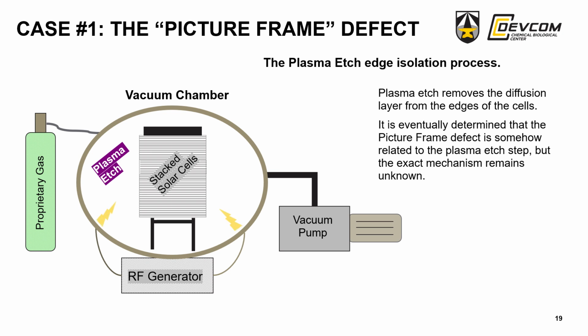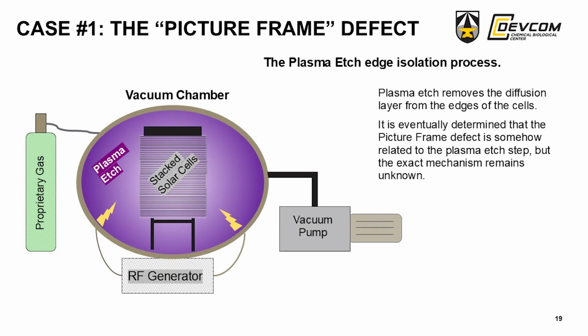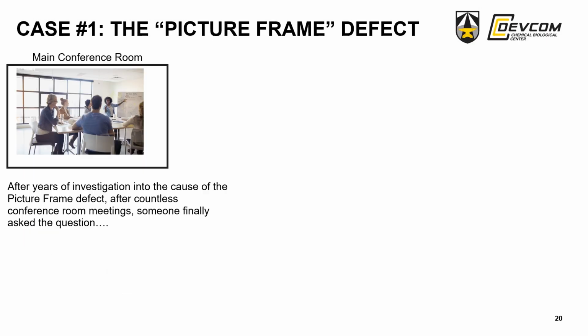We turn on an RF generator. We introduce a proprietary gas that creates a fluorine ion. This beautiful, very elegant purple plasma. We actually had an inspection window. You could see it. And it would isolate the edges of the cell. That's the way it worked. The root cause of the defect, the picture frame, is in this process.